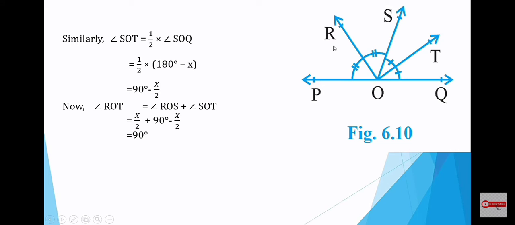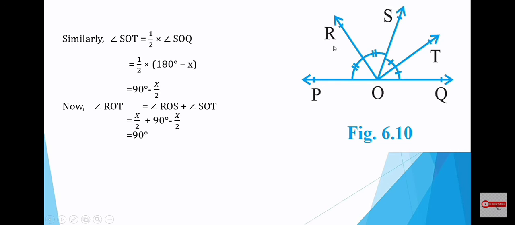That is equal to half of 180 minus X. You have already found angle SOQ is equal to 180 minus X. Therefore, this is equal to half of 180 minus X. So, doing the computation, you will get 90 degrees minus X by 2. So, you got angle SOT is equal to 90 degrees minus X by 2.